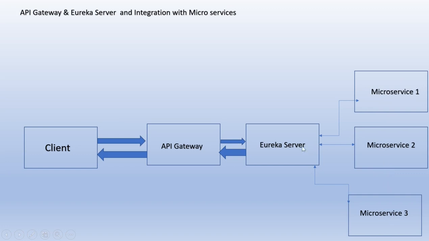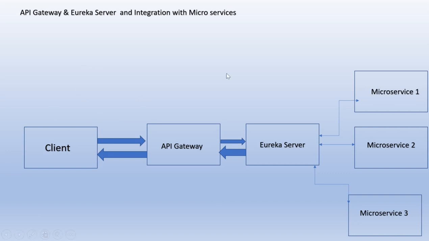So the end customer or end client will not know what kind of port number or what kind of host it would be. All the details he will not be aware of. He will only know about a service name. Based on the service name, the API gateway and Eureka server will be serving the client needs. This is the horizontal architecture.